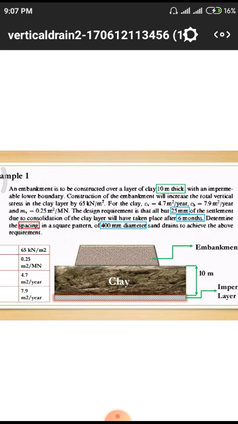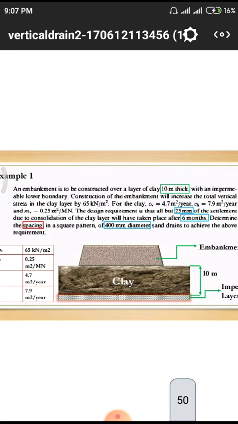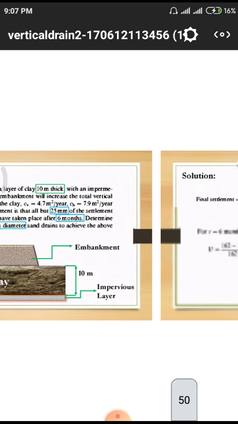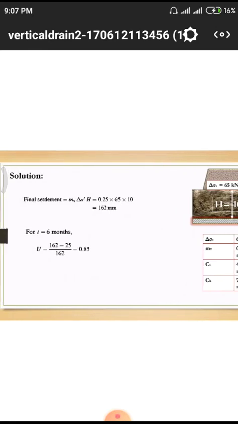Determine the spacing of a square pattern of drains of 400 mm diameter. We need to solve this using the empirical data given in the problem. For a depth of 10 meters, an embankment is given and stresses are given directly on the clay strata and soil strata, and how they will deform year to year. We need to find the final settlement, that means the settlement after 10 years. So 10 into 0.25 into 65. The total settlement after 10 years is 162 mm.